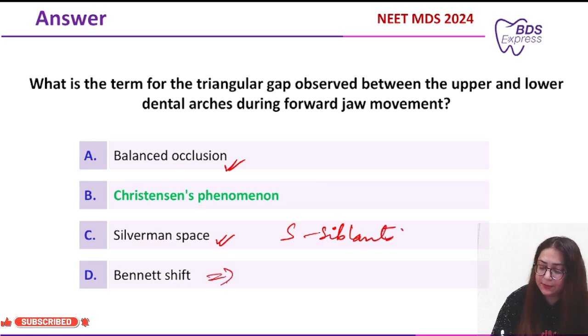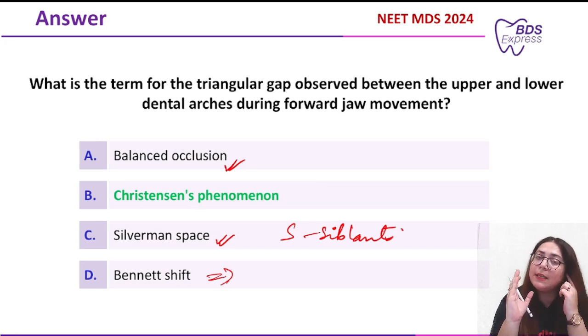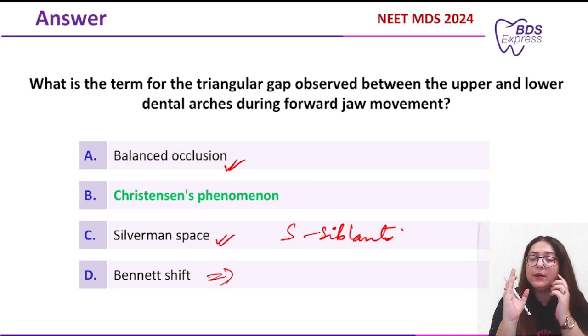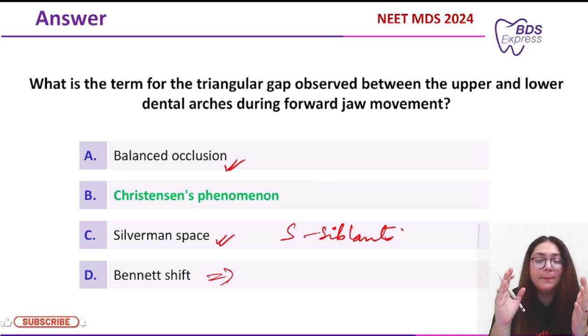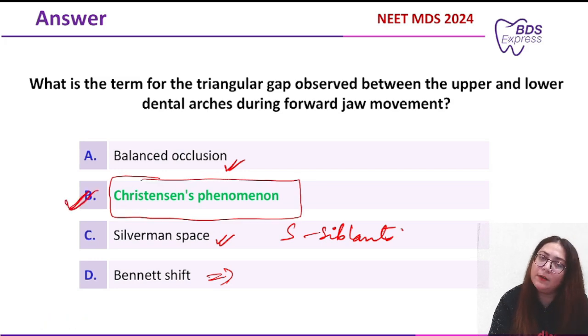Then Bennett shift is whenever you do the lateral excursion. If suppose I am moving my jaw this side, what will happen? The condyle and the mandible completely will move to this side, and the opposite side condyle will move forward, downward and medial. So this is your Bennett shift. The correct answer for the given question is Christensen phenomenon.